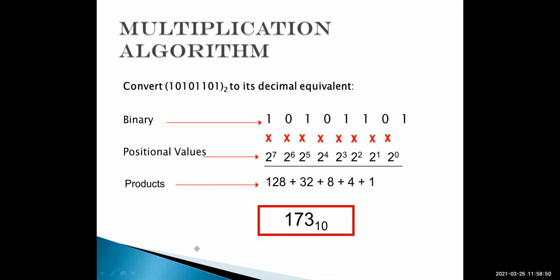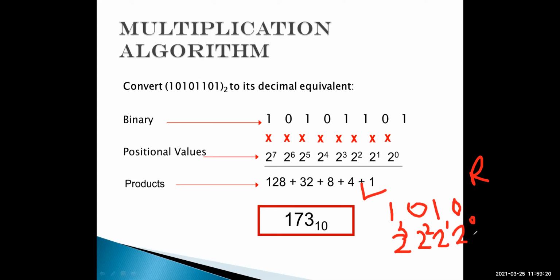So that is your answer. Now let me take another example. Very simple: 1 0 1 0. Fine. So we are starting from the right and going to the left. Below the 0, we'll write 2 raised to 0. Then we'll write 2 raised to 1. Afterwards we'll write 2 raised to 2. Again we'll write 2 raised to 3.